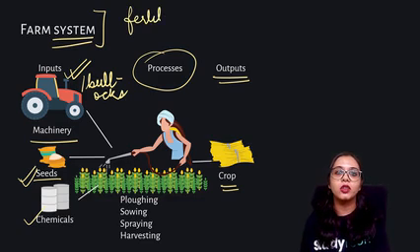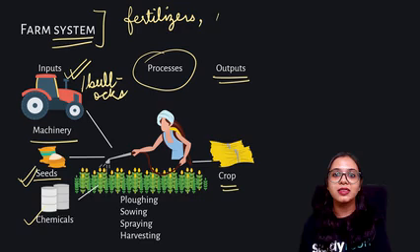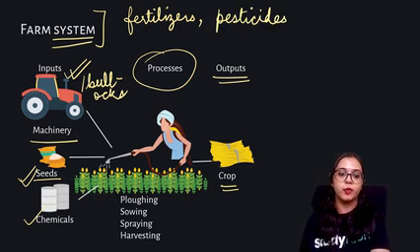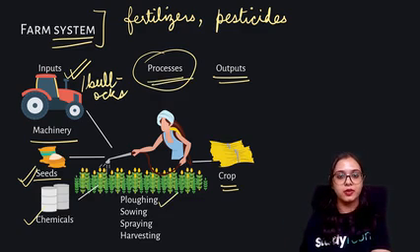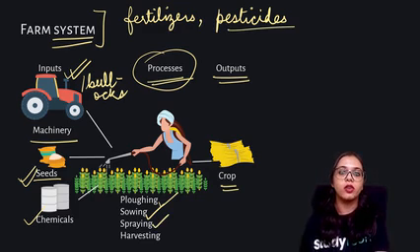Fertilizers are used to increase the nutrient amount of the soil, and pesticides are used to get rid of the different pests or insects that may pose a threat to the growth of healthy crops. Then the processes involved: the plowing of the field, where you will eventually sow the seeds. Then sowing, then spraying with important pesticides, as you can see in this picture, or the scattering of fertilizers. Then irrigation is also important because crops need water, so irrigation also comes under the processes.